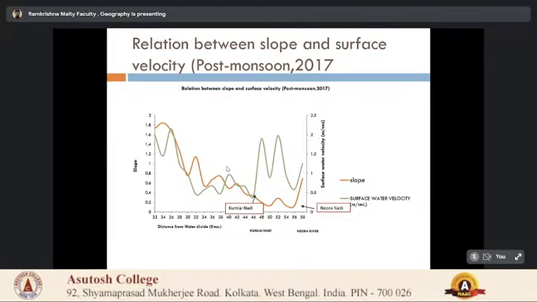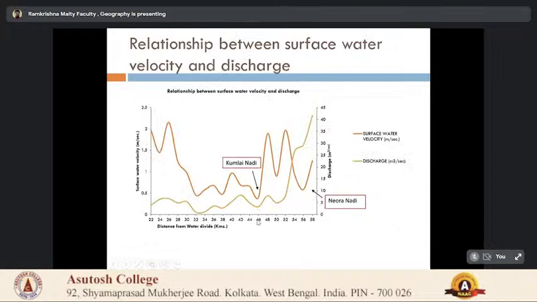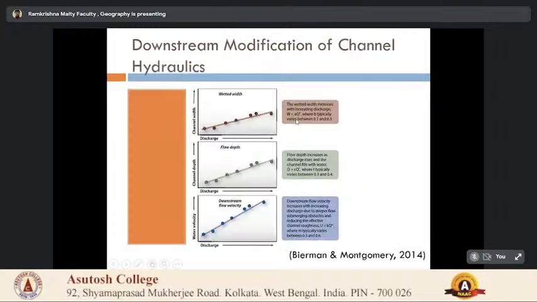And if you get an increasing trend of discharge, you must expect an increasing trend of velocity in the downstream direction. This is the surface water velocity and this is the discharge. As the discharge increases, surface water velocity also increases. This relationship was established by Leopold, Wolman and Miller in 1953. And again, it was re-established by recent findings of USGS. There is a positive relation between discharge and water velocity. The exponent is 0.3 to 0.6.